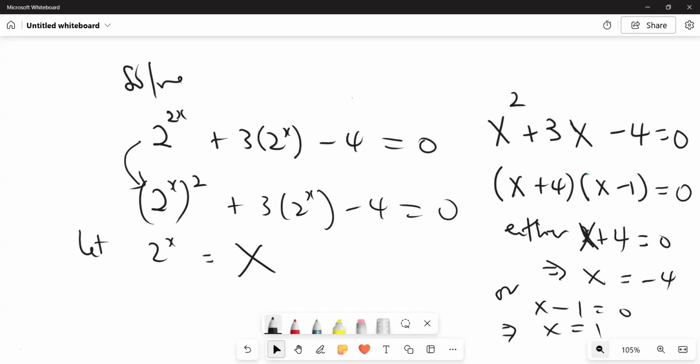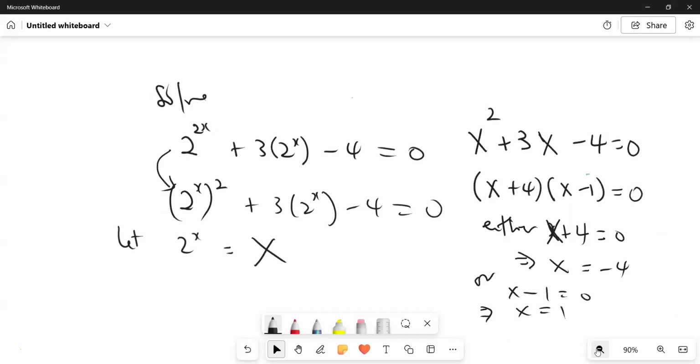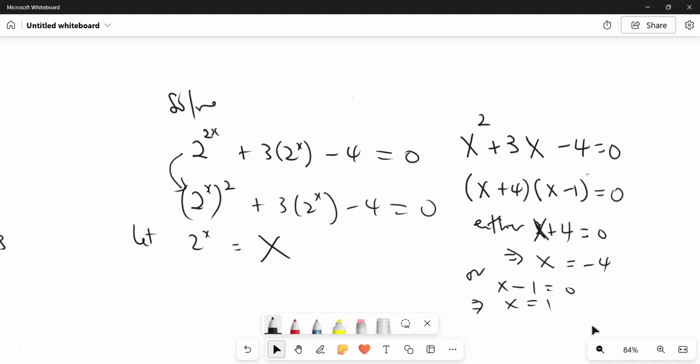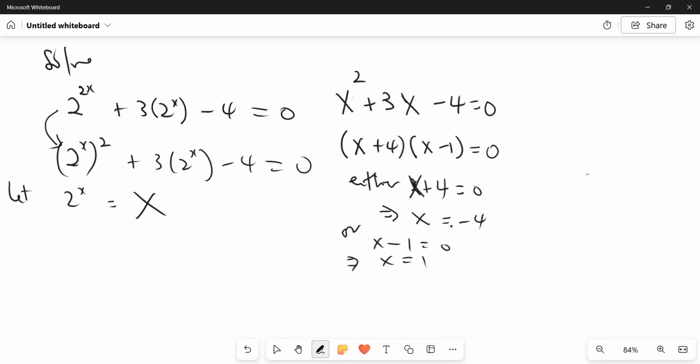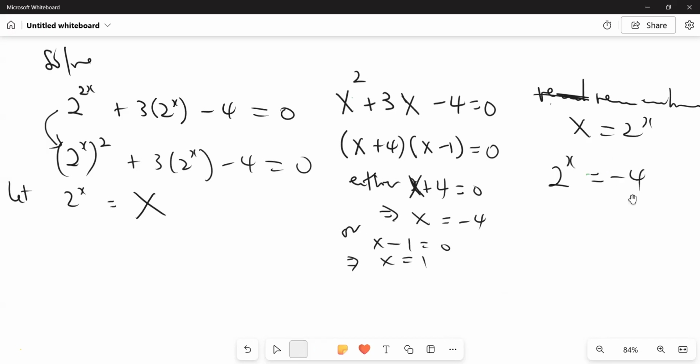So we're not done there. Let me make it a little smaller because I need space. So look here, remember X equals 2^x, right? So we can write back 2^x = -4.